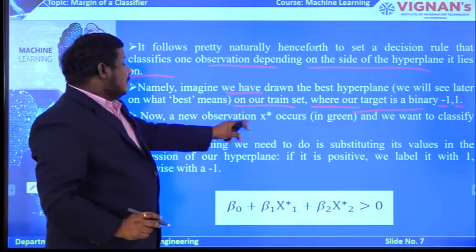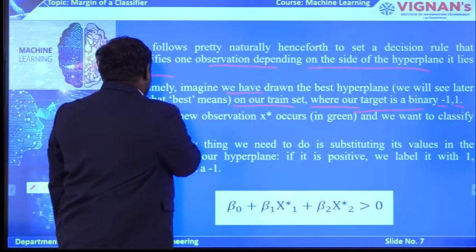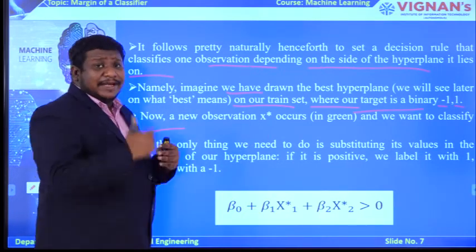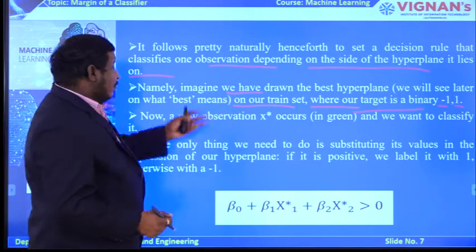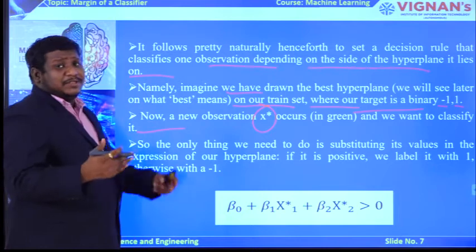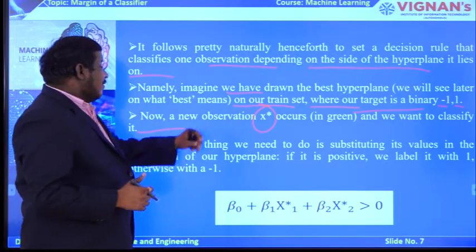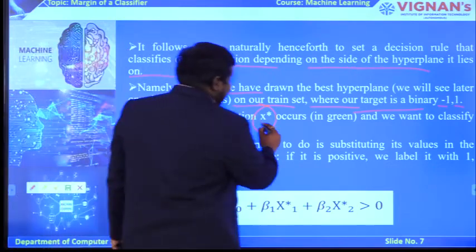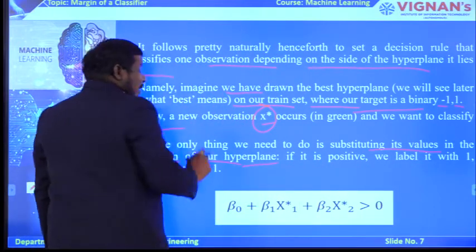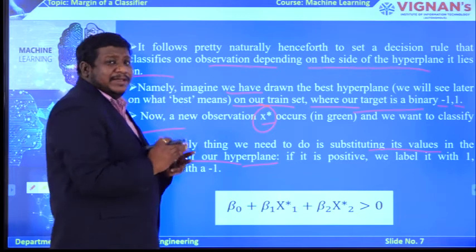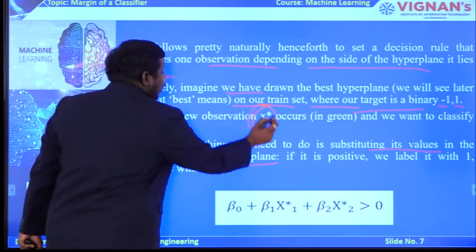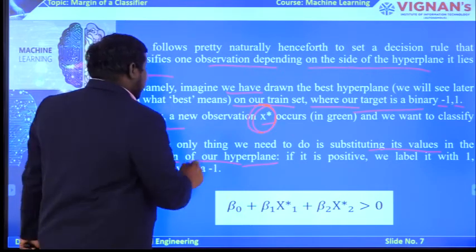Now a new observation x star occurs and we want to classify it. So now we are getting a new variable value, that is x star. We want to classify which class it belongs to. For that, the only thing we need to do is substitute this x star value in the expression of our hyperplane. Whatever hyperplane equation we already have, we replace with this new x star value.